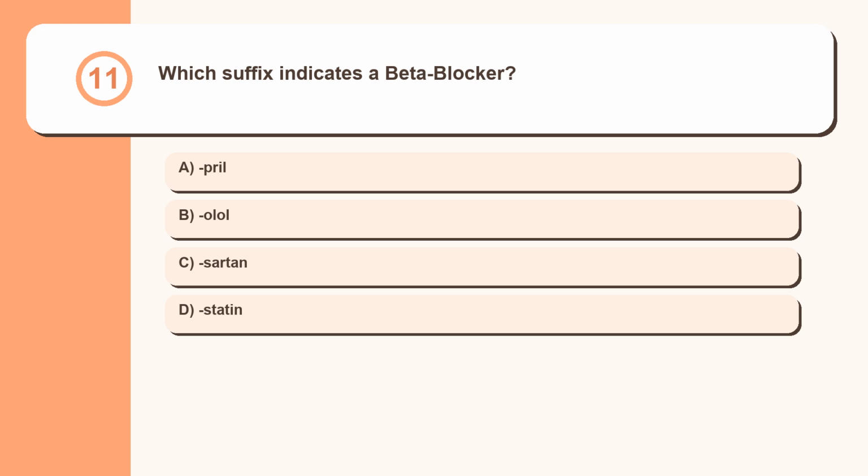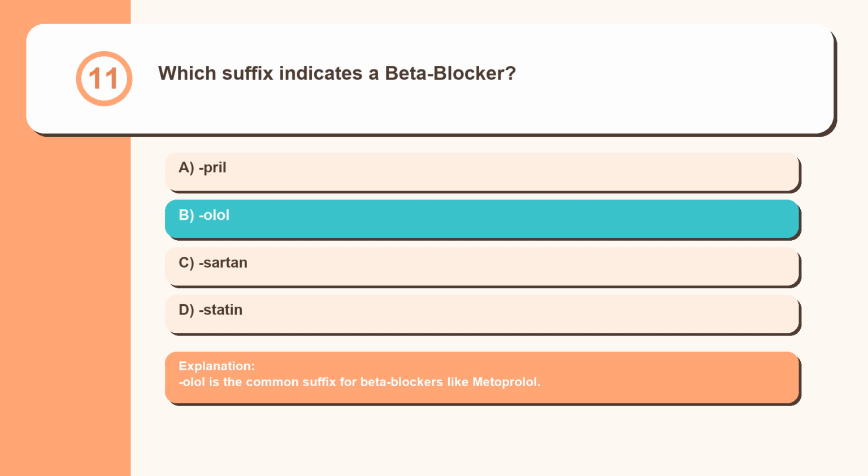Question 11. Which suffix indicates a beta blocker? Pril, olol, sartan, statin. Olol is the common suffix for beta blockers like metoprolol.